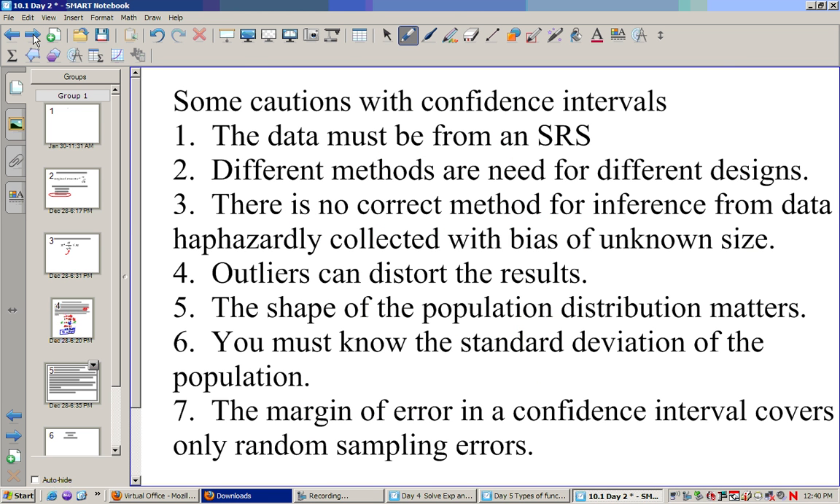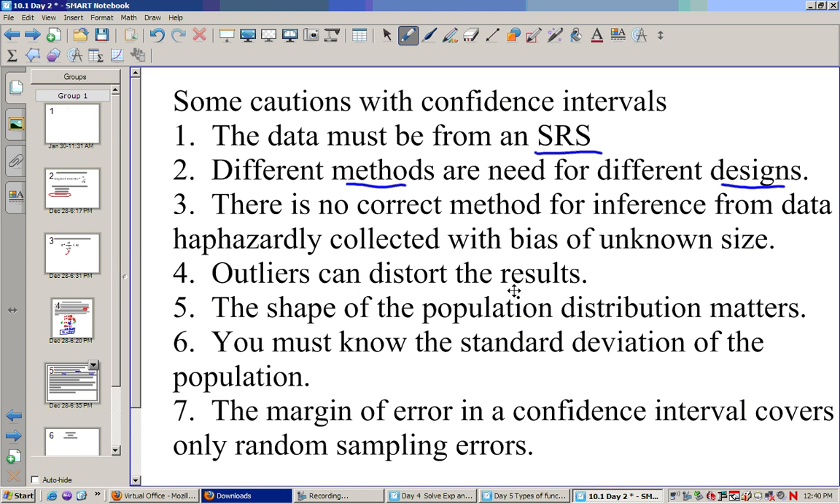Now some cautions with confidence intervals. The data must be from an SRS. If you use a different design, you'll need a different method. So we have different methods that are needed for different designs. The other methods you would learn if you continue to take stats past this course. There are no correct methods for inference from data that are haphazardly collected with bias of unknown size. So the confidence interval cannot account for bias in collection.